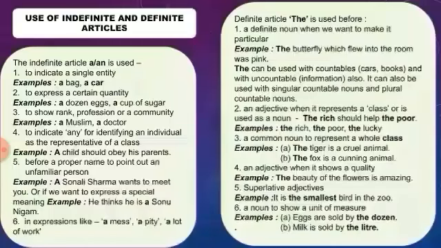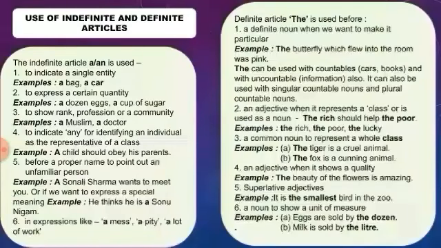Third one, a common noun to represent a whole class. Examples, the tiger is a cruel animal, the fox is a cunning animal. So the tiger, the fox, that is a common noun and it is representing the whole class. Fourth one, an adjective when it shows a quality. For example, the beauty of the flowers is amazing. So beauty is used here as an adjective when it shows a quality.